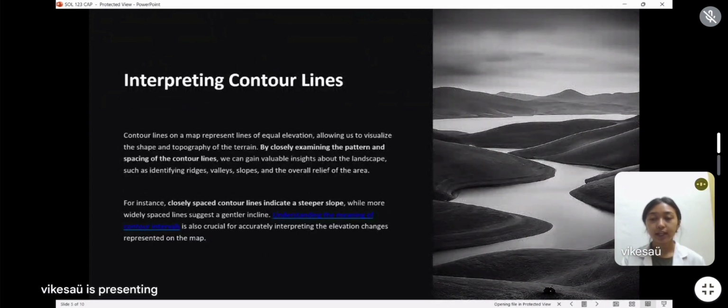Interpreting contour lines. Contour lines on a map represent lines of equal elevation, allowing us to visualize the shape and topography of the terrain. By closely examining the pattern and spacing of the contour lines, we can gain valuable insight about the landscape, such as identifying ridges, valleys, slopes, and the overall relief of the area. For instance, closely spaced contour lines indicate a steeper slope, while more widely spaced lines suggest a gentler incline. Understanding the meaning of the contour interval is crucial for accurately interpreting the elevation changes represented on the map.